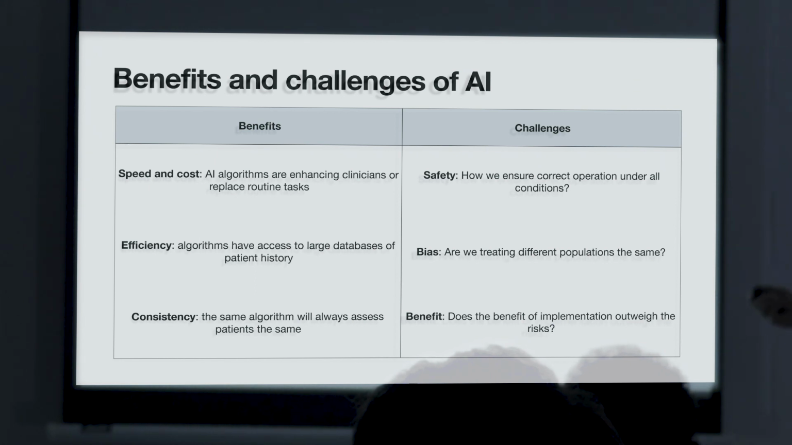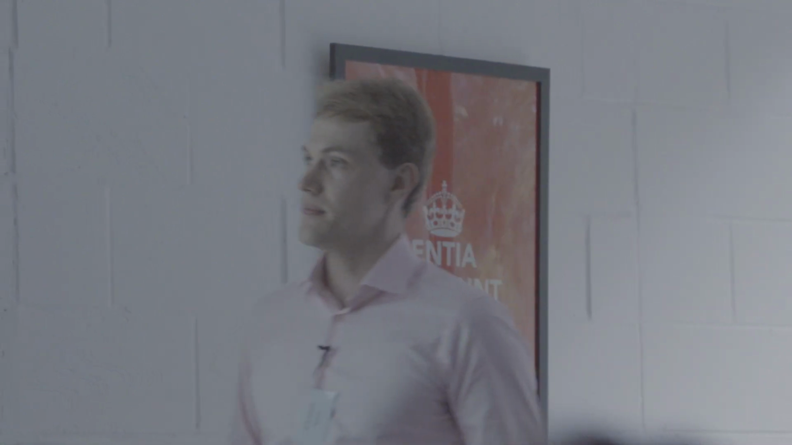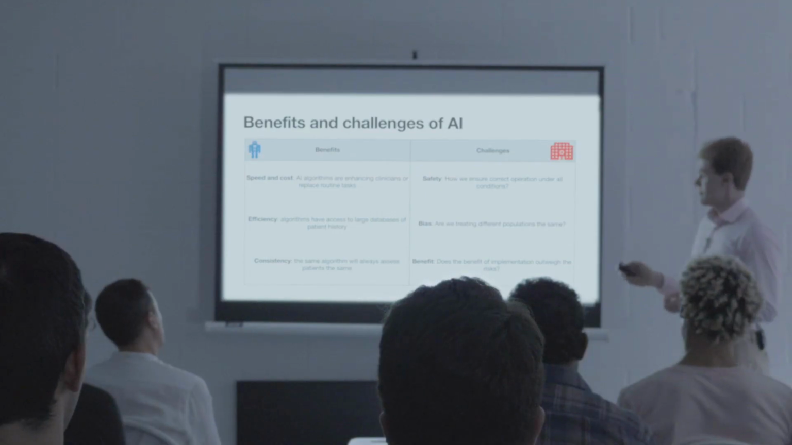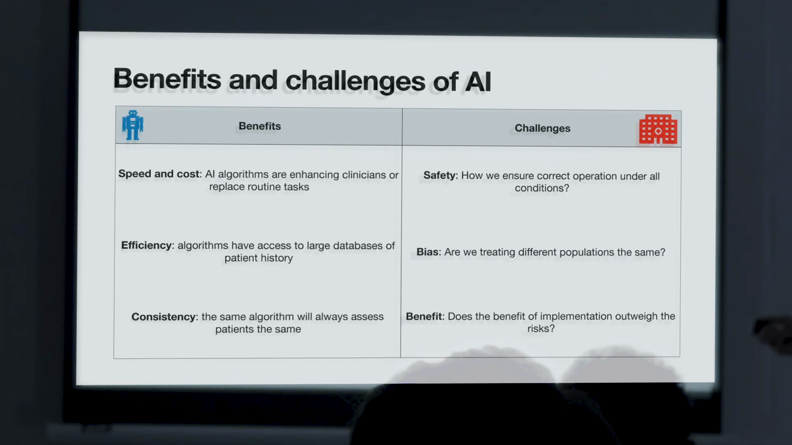So we need to take care of that, show that there is no bias in the AI, and last but not least, we need to show that there is a benefit of the algorithm. All medical devices are inherently risky, so there are risks to any system, and we need to show that the benefit that the AI brings outweighs that.